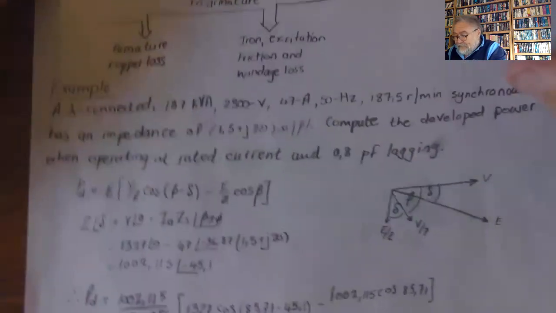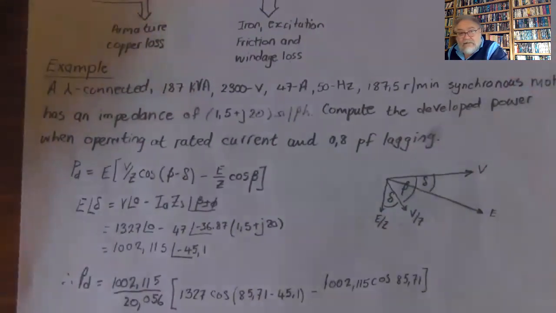Example, a star-connected 187 kVA, 2300 volt, 47 amp, 50 hertz, 187.5 revs per minute synchronous motor has an impedance of 1.5 plus j20 ohms per phase. Compute the developed power when operating at rated current and 0.8 power factor lagging.